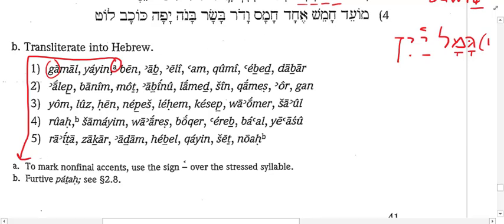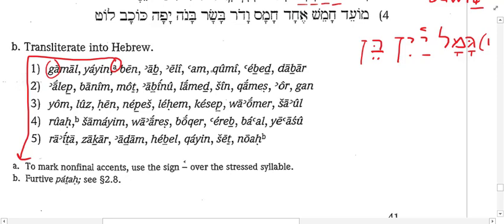All right, so next we have Ben, which is the letter Bet. Notice Bet is a begad kefat letter. There is no line. Minus line means plus dot. The E with the line over it is a tone long E called tsere, and then the nun is final. So it needs to be the long, skinny nun. Ben is son. Yayin is wine. Gamal is camel.